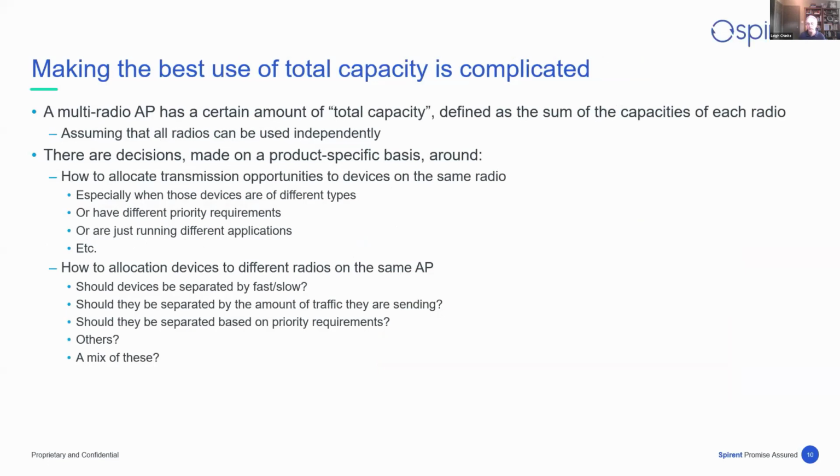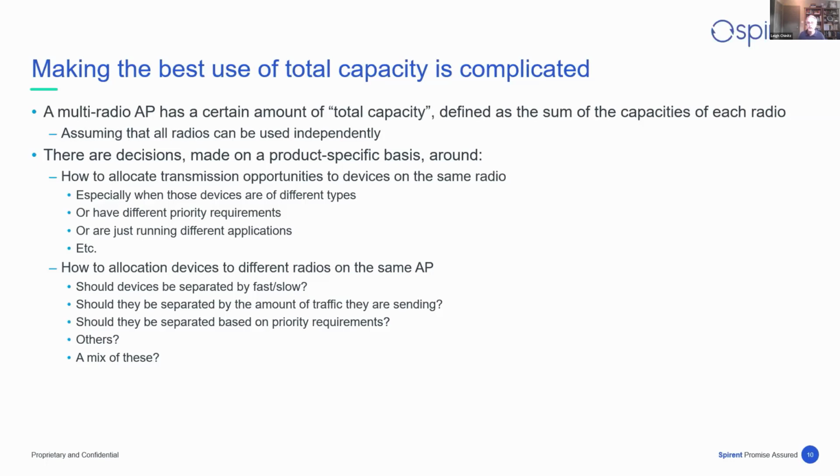So the table that I'm trying to set here for Tim is to just make it very clear that making the best use of the capacity of an access point is a pretty complicated question. There's a certain amount of total capacity, and then it has to divide it up, right? There's a bunch of channels. It needs to decide which users should be on which channels. Should that be based on whether they're fast or slow, how much traffic they're sending? Maybe some are high priority traffic. Is it some complicated mix of those?